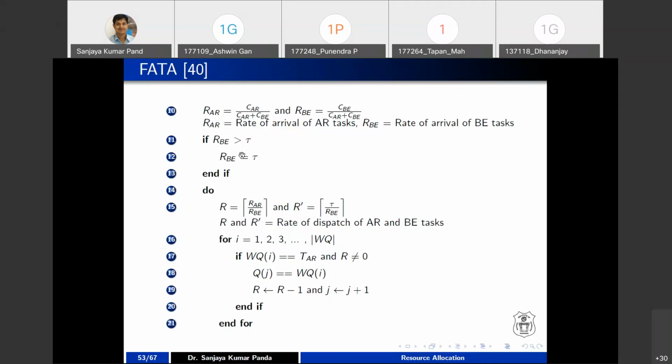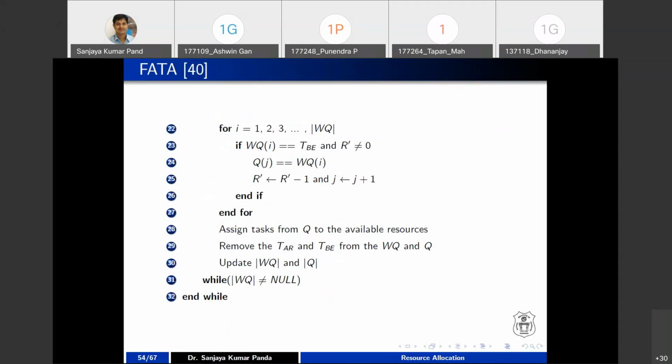After finding this tau value, you can take R and R dash. R and R dash are nothing but the way you are dispatching the advanced reservation and best effort tasks. Then you have to decide how many AR leases will be served by the system, and after how many AR leases the B leases will be given priority in order to avoid starvation. If you calculate this, you will get these values, and you have to continue until the waiting queue is empty.